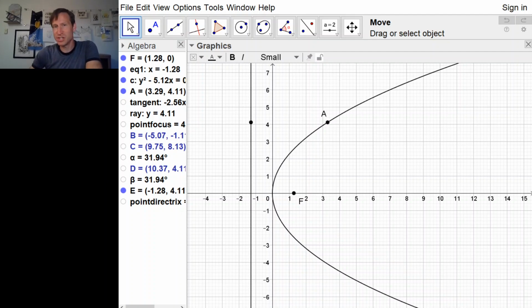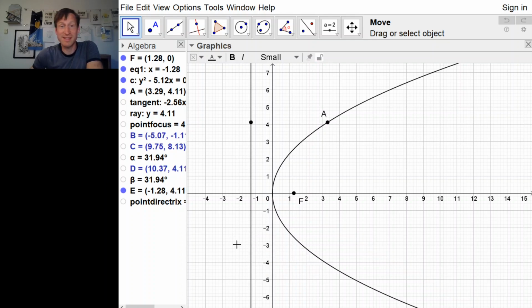Parabolas have some interesting geometric properties that make them very useful in applications. So here I have a parabola together with its focus here. I have the focus labeled F, and this vertical line is actually the directrix for this parabola.